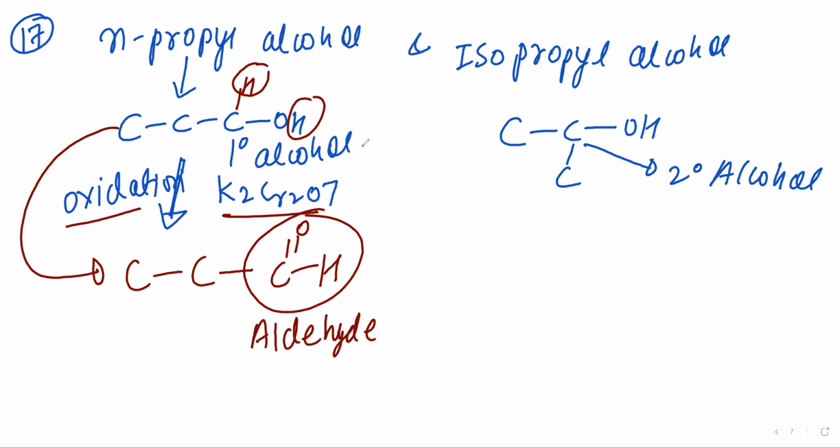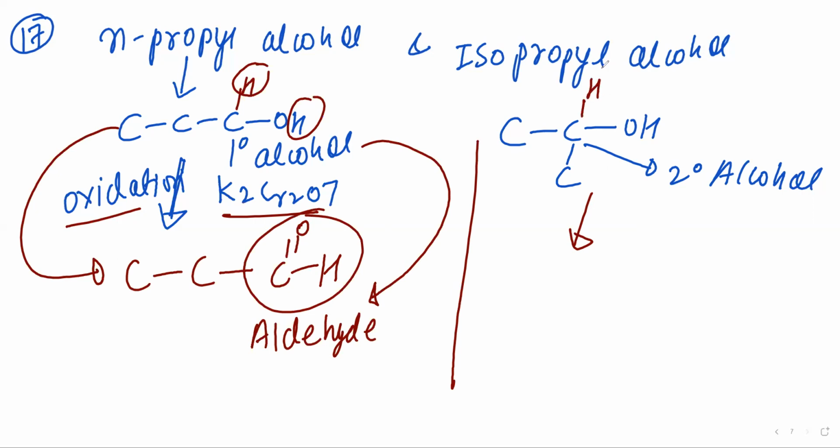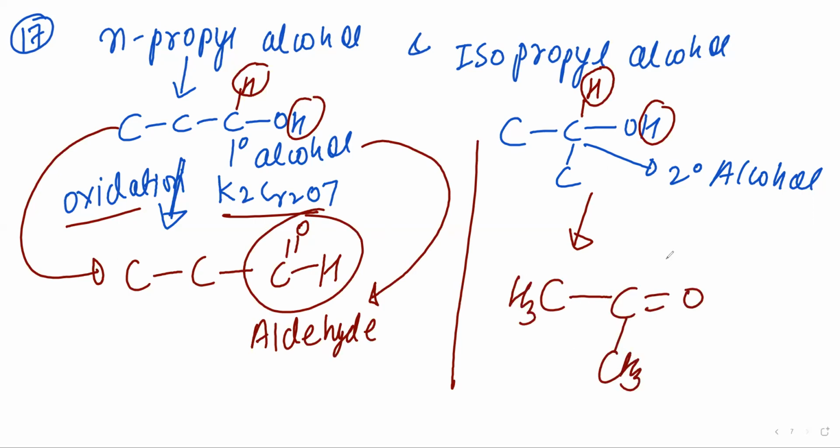So 1-degree alcohol is converted into aldehyde, and 2-degree alcohol is converted into ketone. Suppose here H is there. So this H and H will be removed. So it forms ketone, right? C double bond O CH3. So this is your conversion of 1-degree alcohol and 2-degree alcohol. So this is the difference between these two, N-propyl alcohol and isopropyl alcohol.